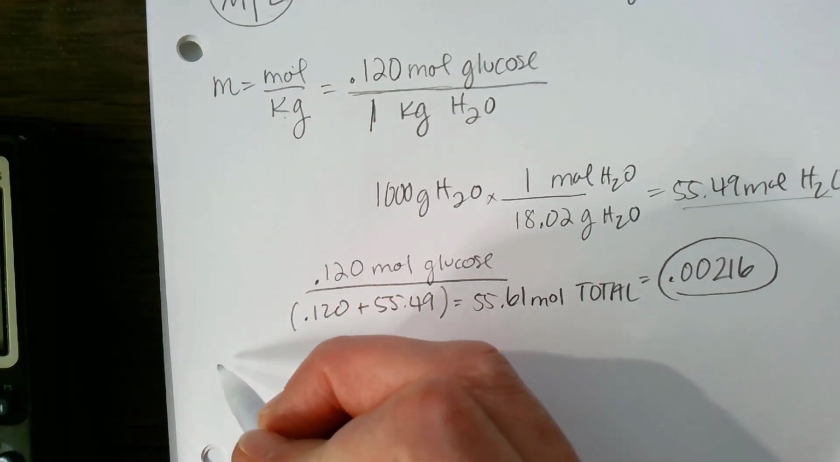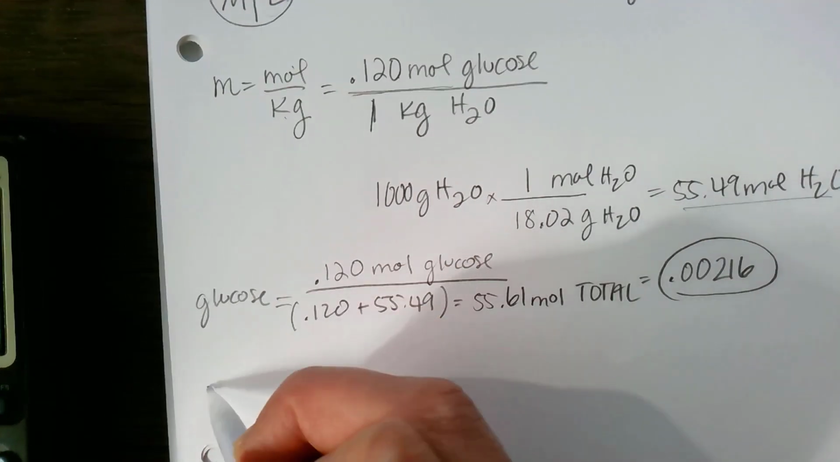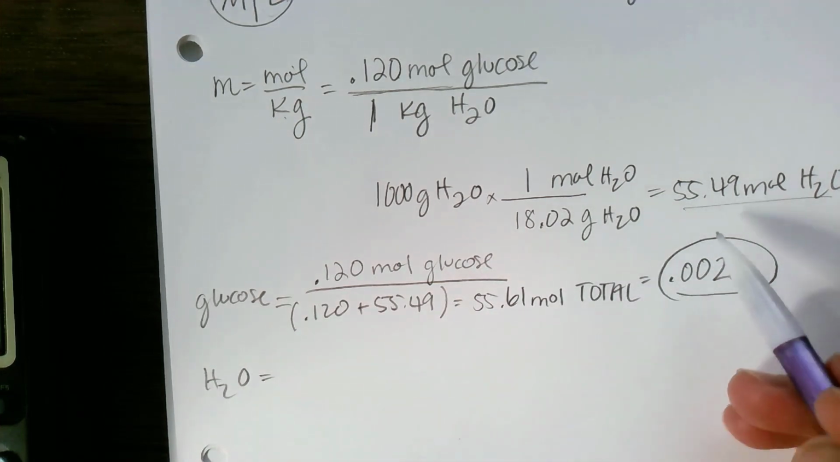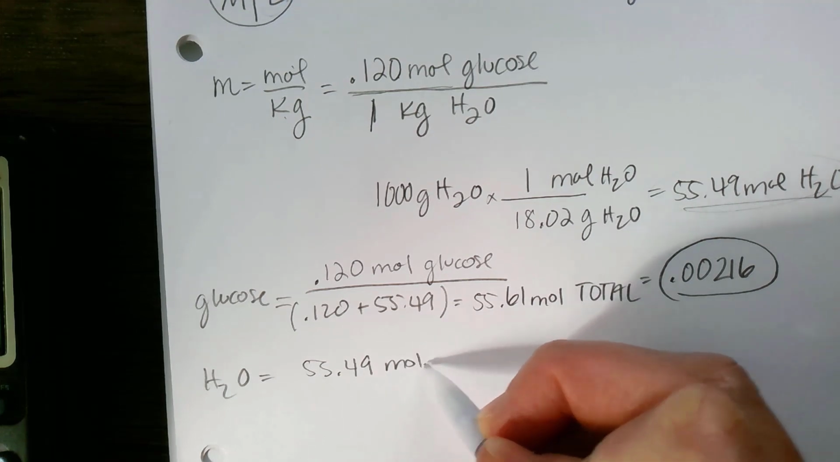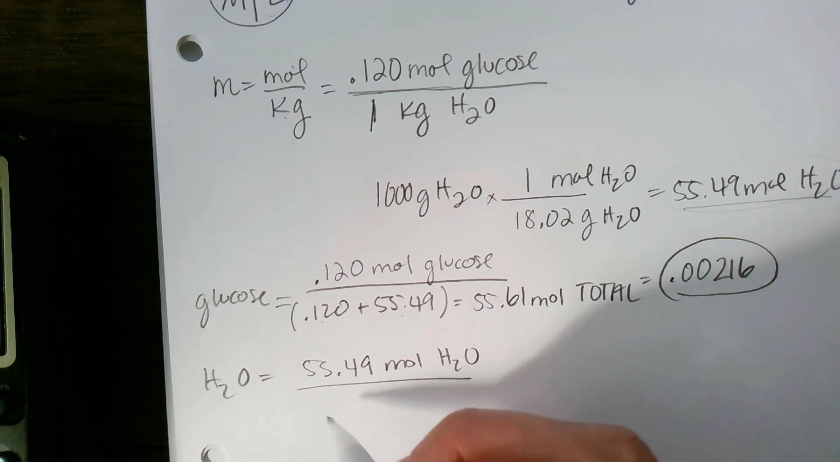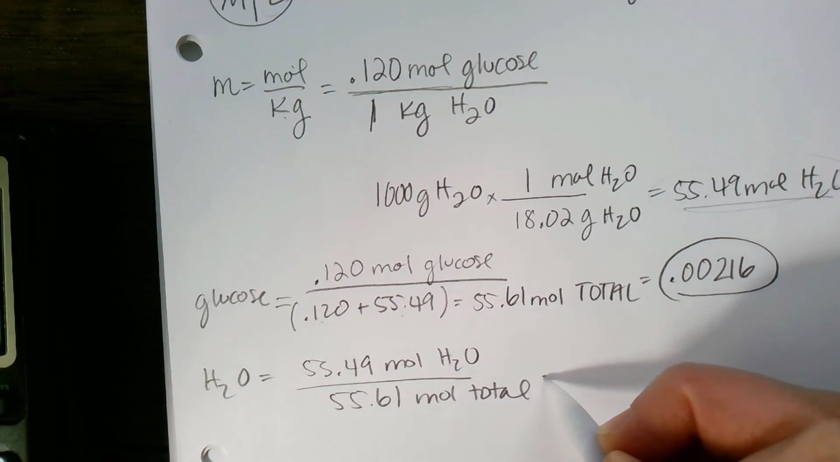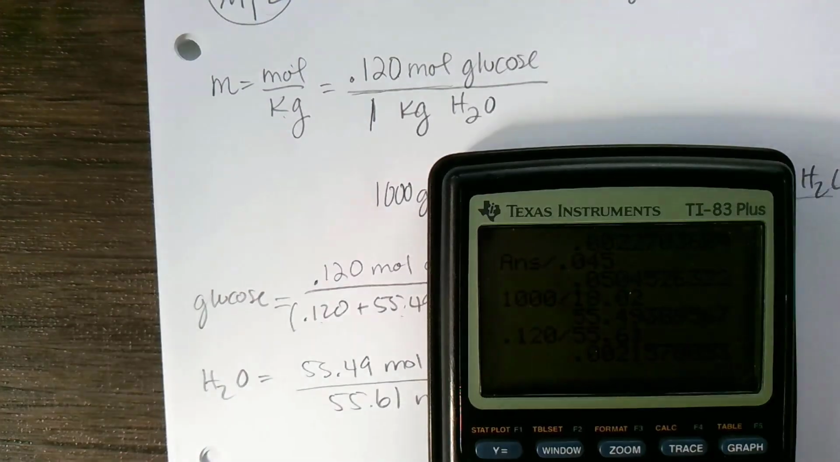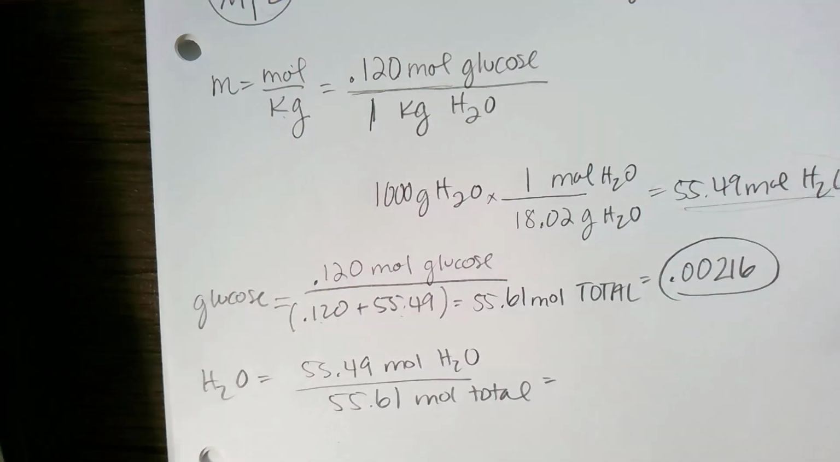And my mole fraction for water, so this is for glucose. And for water, we'll take our part of water, the 55.49 mole of water divided by the total. That's the glucose and the water, which was 55.61. And let's plug that in. 55.49 divided by 55.61. And we said 3 sig figs, 0.998.